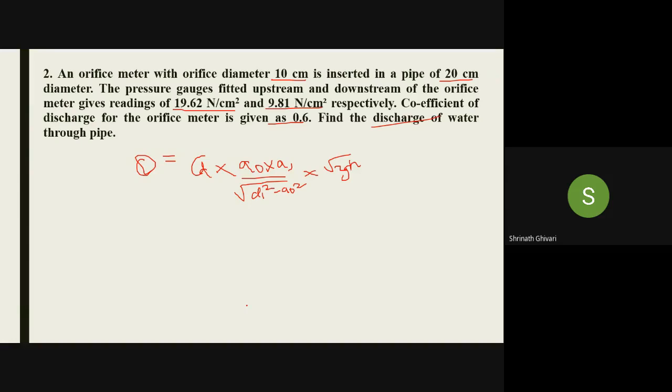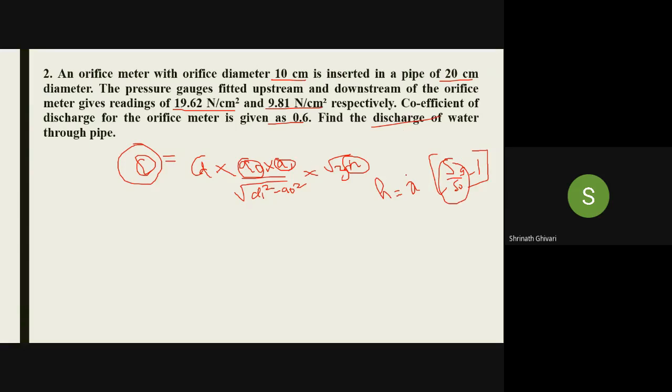Do you agree with this expression? This is the expression to calculate rate of flow. Now, in this we can calculate A0, we can calculate A1 using the diameters. Okay, then can we calculate H? For H we have to use this formula, H equal to X, (Sg by S0 minus 1). We can easily say that it is 13.6 divided by 1.